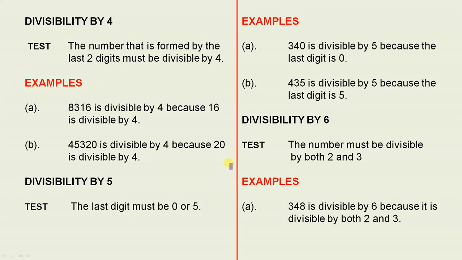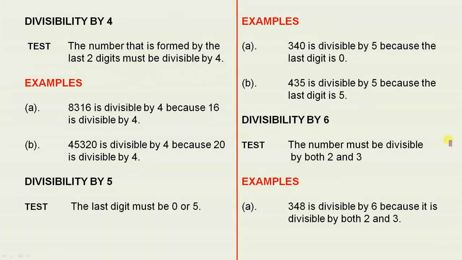Divisibility by 5. This is very straightforward. The last digit must be 0 or 5. So the examples. 340 is divisible by 5 because the last digit is 0. 435 is divisible by 5 because the last digit is 5.